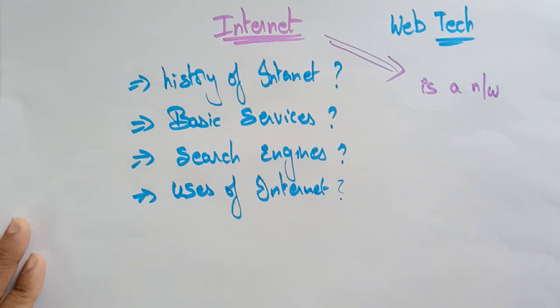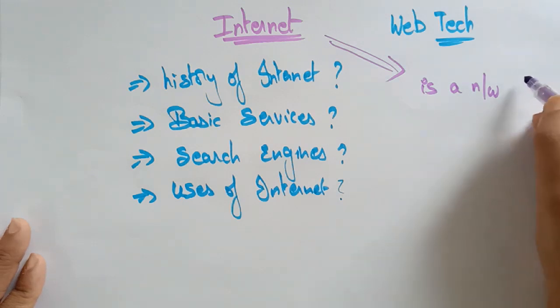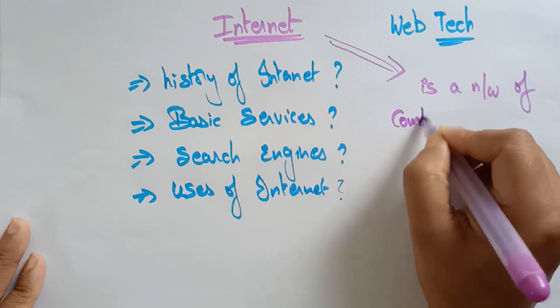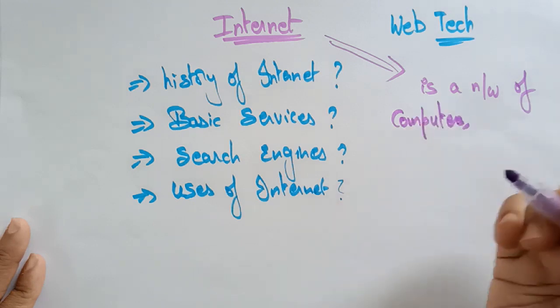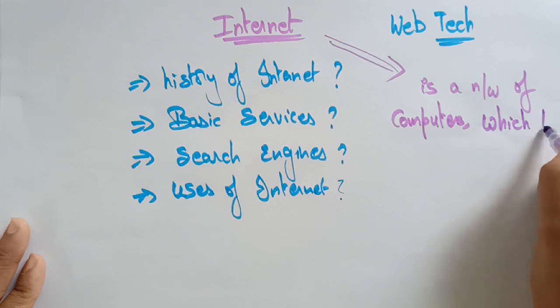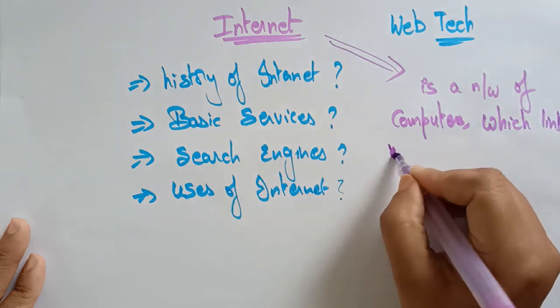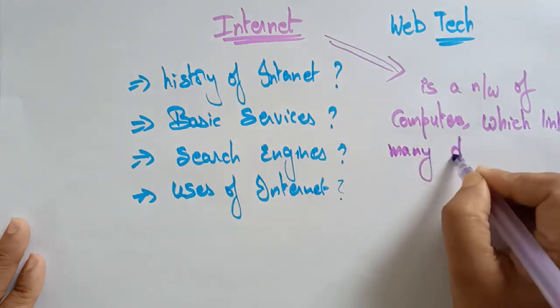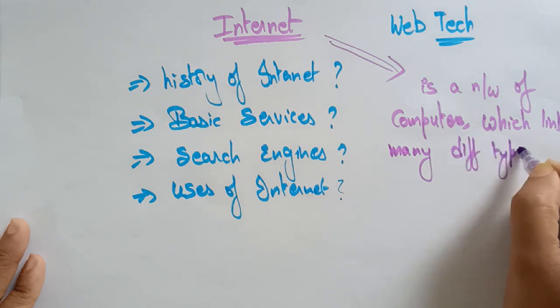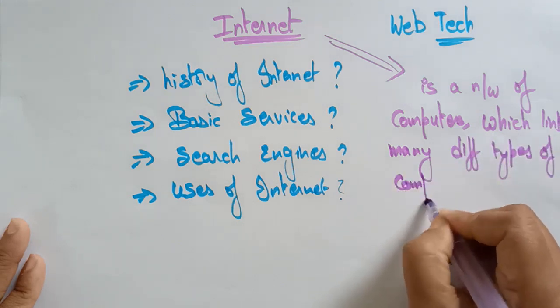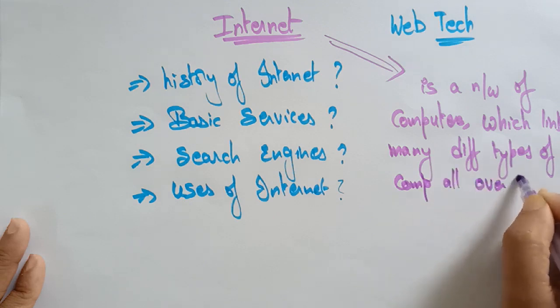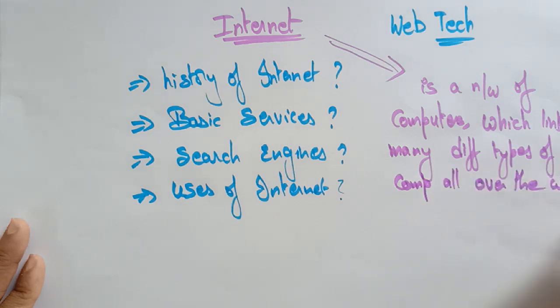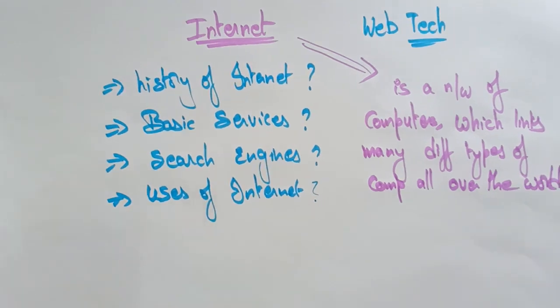Is it a network or not? Obviously, it is a network. It's a network of computers. The internet is a network of computers which links many different types of computers all over the world. We are connecting the different computers that are present all over the world. So the internet is a network of computers which links many different types of computers all over the world.